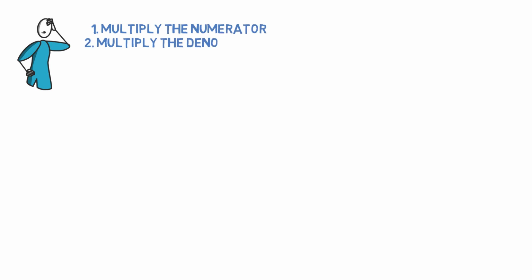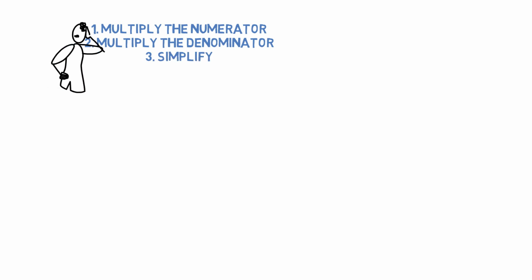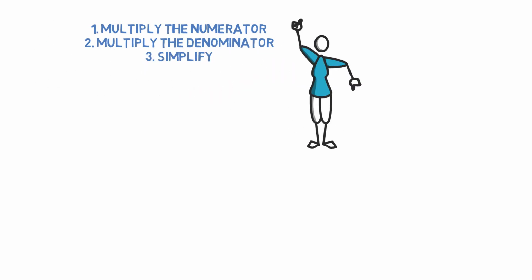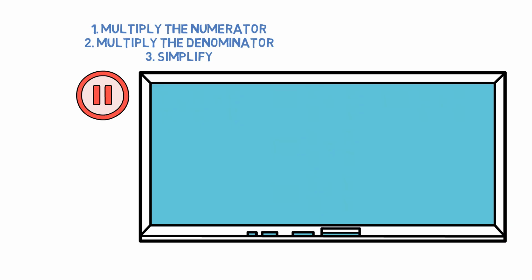Well, guess what? We follow the same steps as multiplying fractions with unlike denominators. We multiply the numerator, multiply the denominator, and simplify. Try this example. I want you to pause the video to see if you can come up with the answer first. So our example is 1/3 times 7/3.